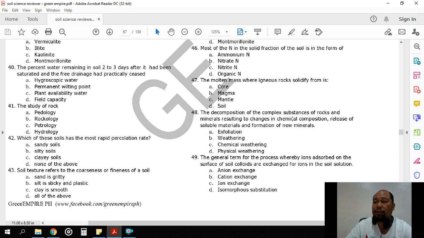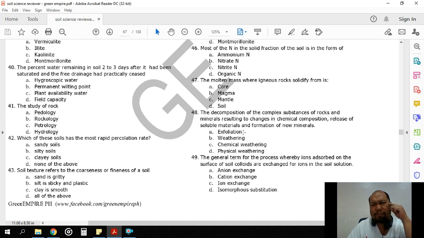48. The decomposition of the complex substances of rocks and minerals resulting to changes in chemical composition, release of soluble materials, and formation of new minerals. So, it is weathering, but in particular, letter C. Again, decomposition of complex substances, so we are talking about the mineral aspect, the chemical aspect. Substance of rocks and minerals resulting to changes in chemical composition, like I said, letter C. Release of soluble materials and formation of new minerals. So this is what we discussed before, partly the major difference between a primary and a secondary mineral. We will go over the options. Exfoliation next.